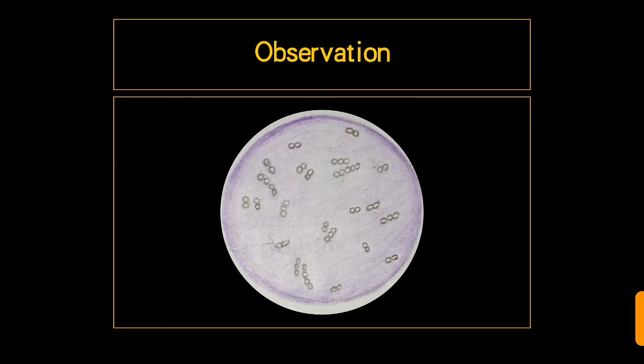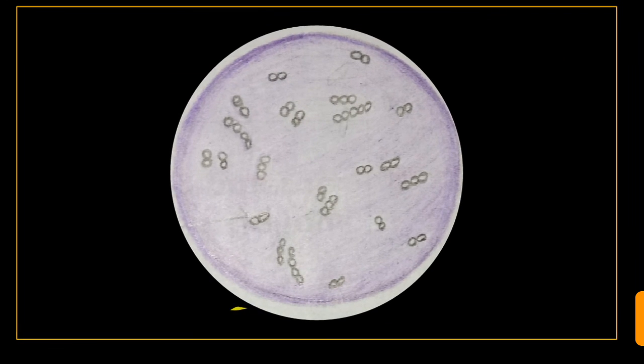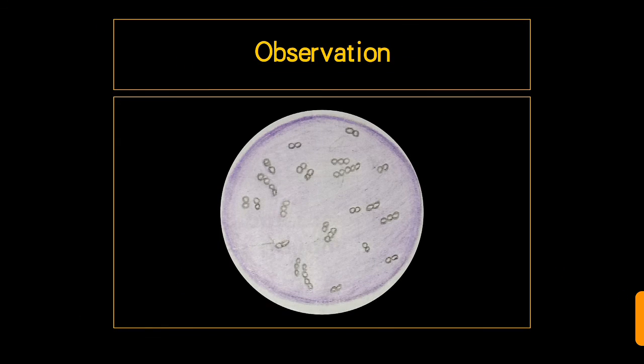Now, how can we observe negatively stained bacteria under the microscope? Like this, we can observe the bacteria. You can see that the bacteria are colorless and the background is colored with the nigrosin, which is purple. So this is how the bacteria look under the microscope after negative staining. This is all about negative staining. Thank you.